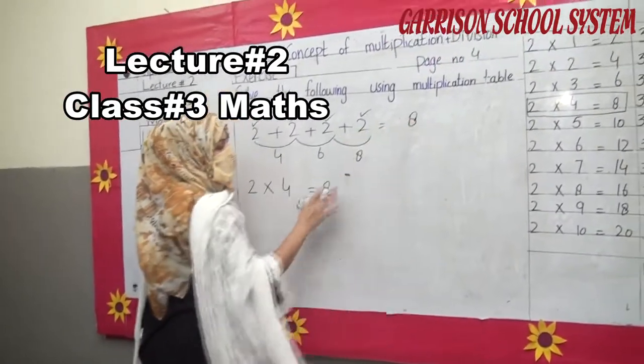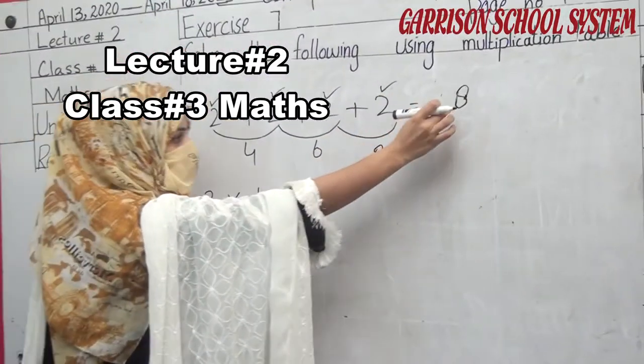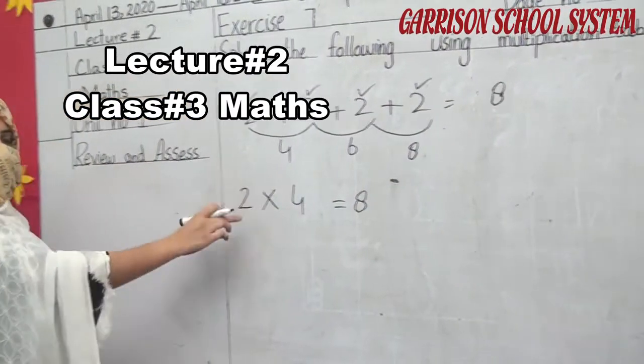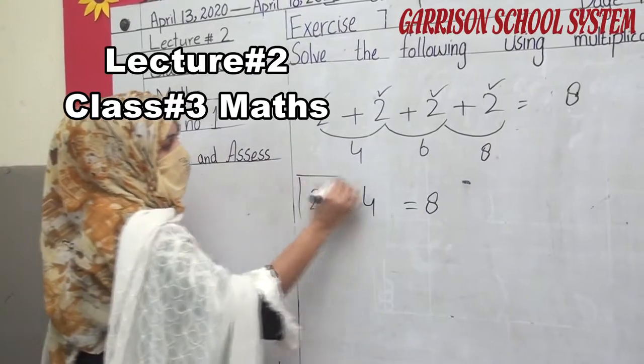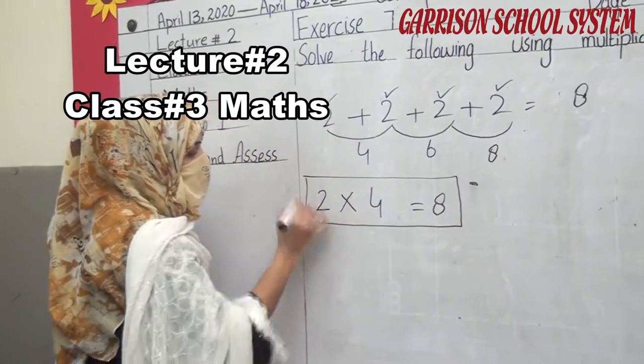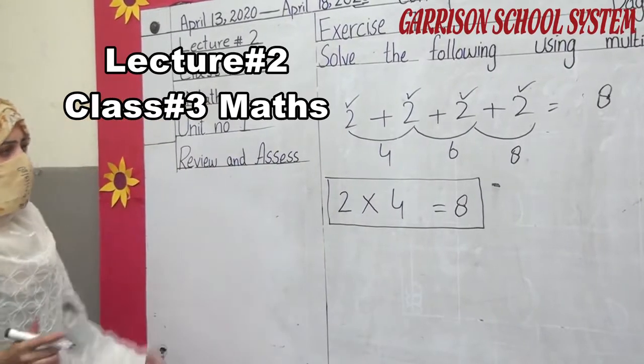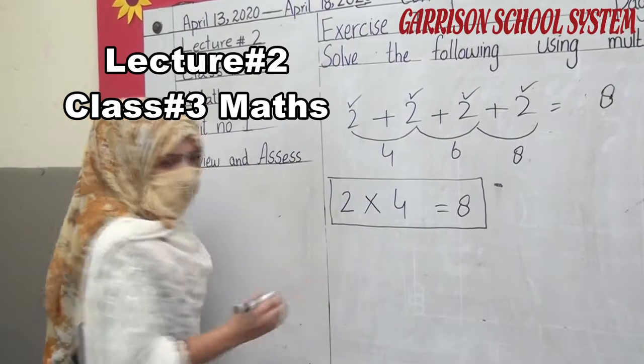So both answers are the same. This answer is 8 and this answer is also 8. This is the method of multiplication. We call this the method of multiplication. So we solve another example.